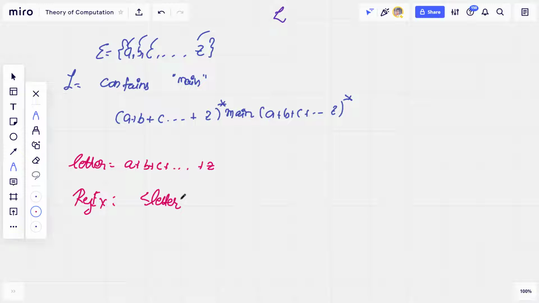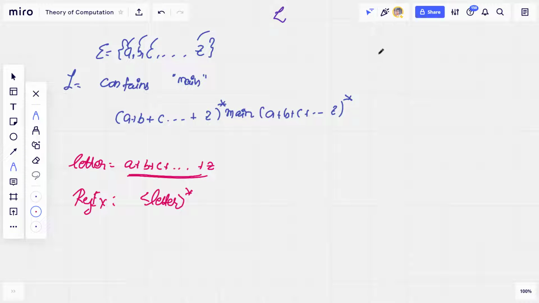Letter star, any number of times these letters. When I write star, you got it right now. If I put 0, it will be epsilon. It might happen that main is the first word. If I write 1, it can be single length strings over this alphabet.